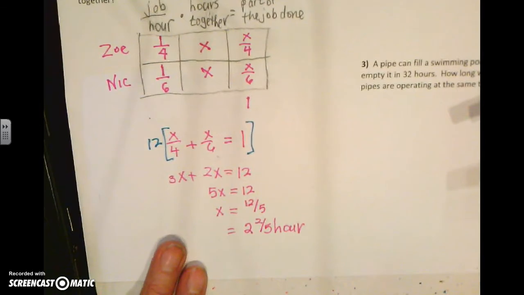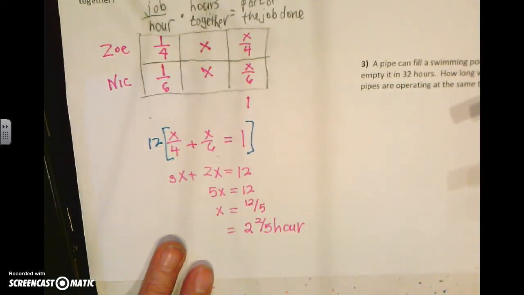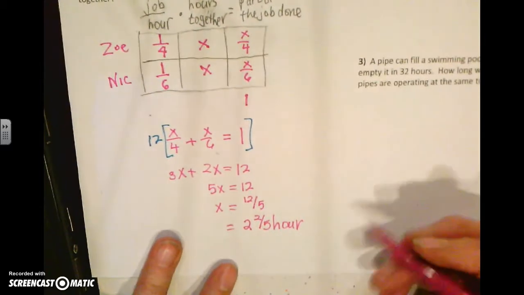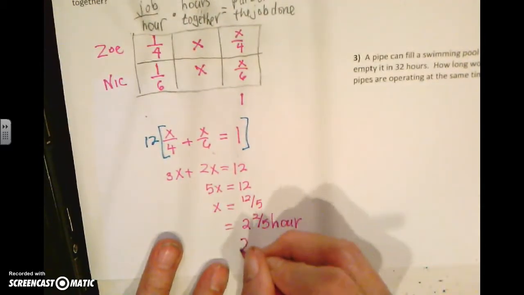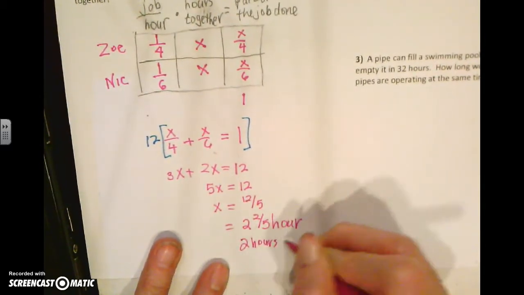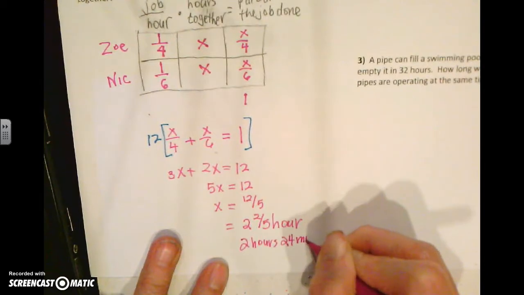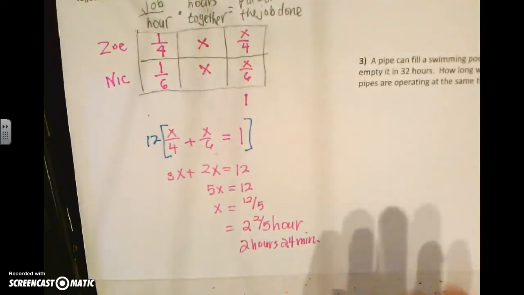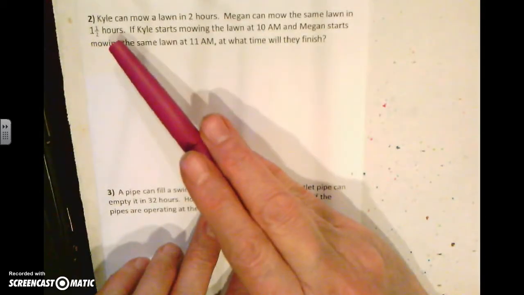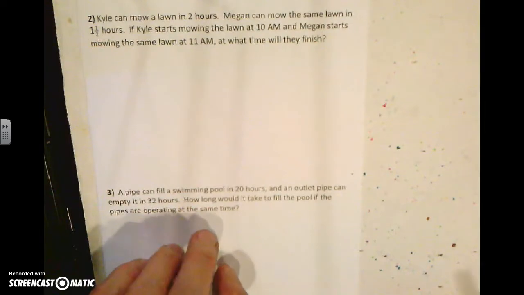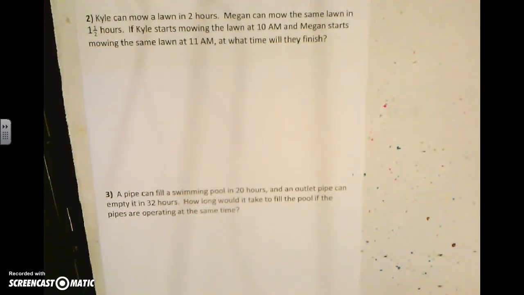And we can change 2/5 of an hour into minutes pretty easily. So 5 will go into 60, 12, and 12 times 2 is 24. So that's 2 hours and 24 minutes. So this next problem, I want you to read it and again, set up a chart.